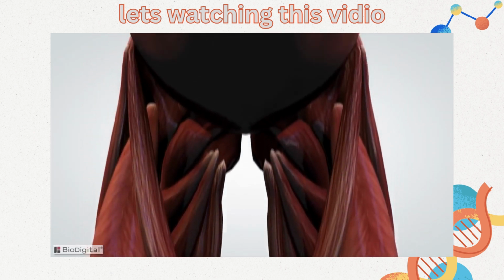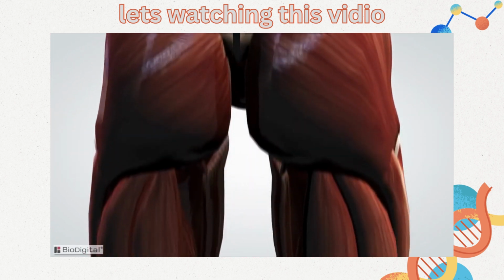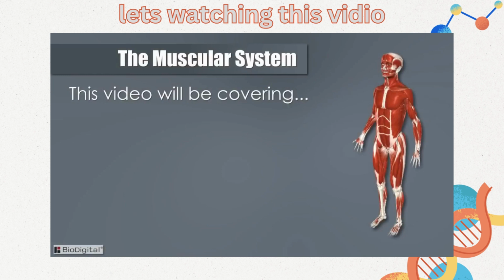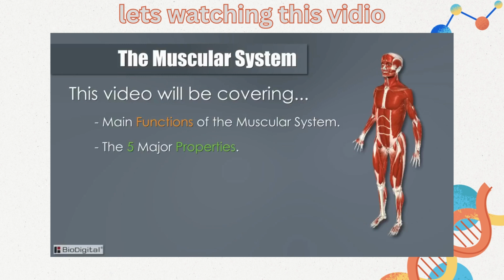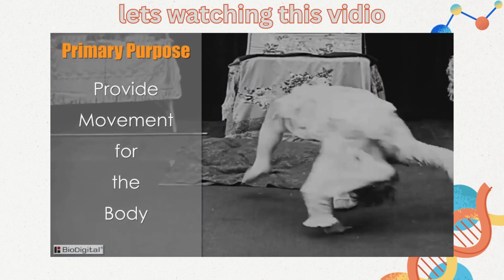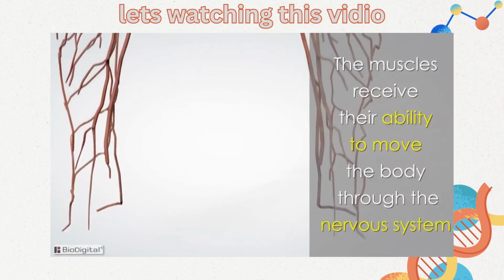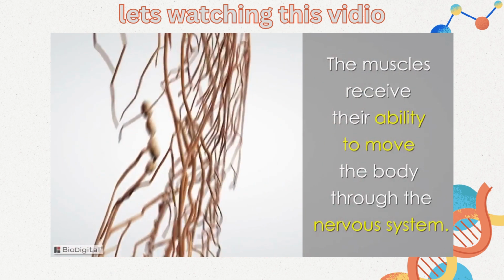Muscles. While we won't be covering all 600 individual muscles in this overview video, we will be discussing the main functions of the muscular system, 5 major properties, 5 types of muscle movements, 3 types of muscles, and how all of this works together to make up what we know as the muscular system. The primary purpose for the muscular system is to provide movement for the body. Now, these muscles receive their ability to move through the nervous system.